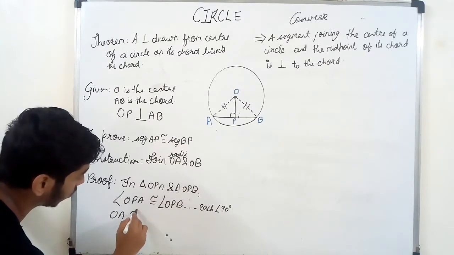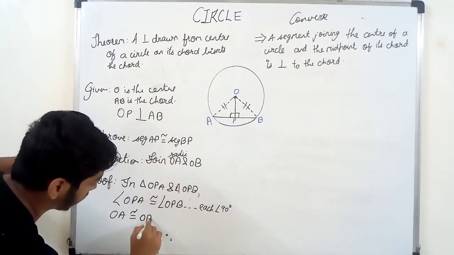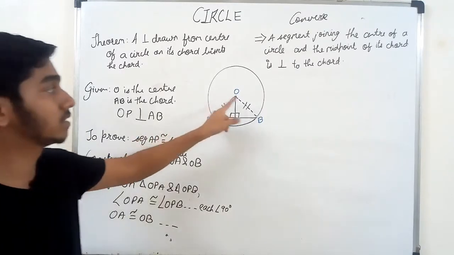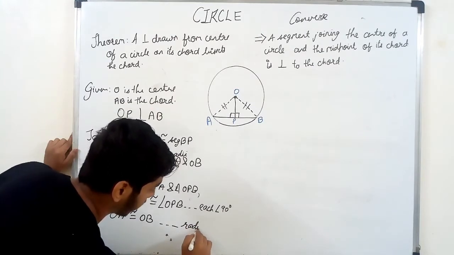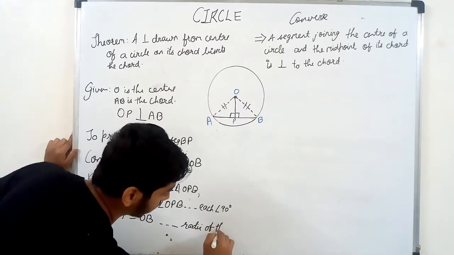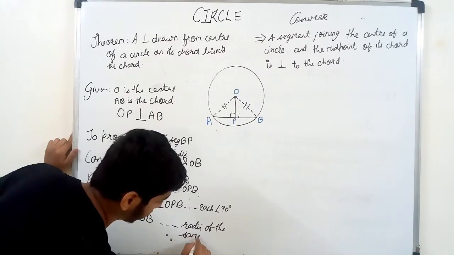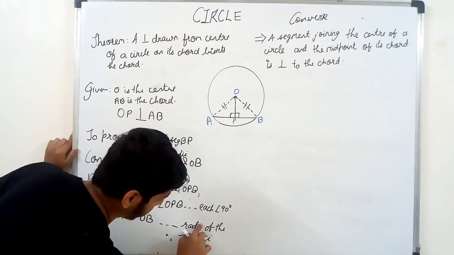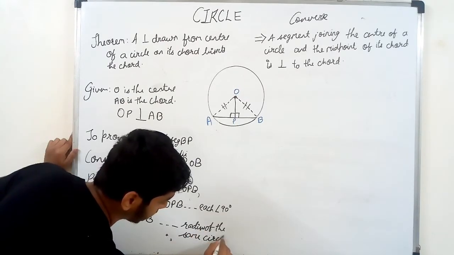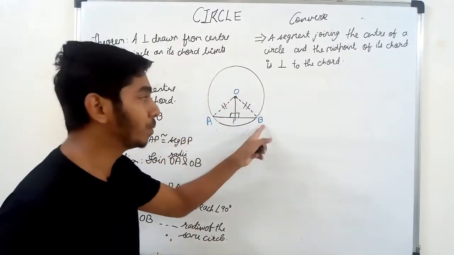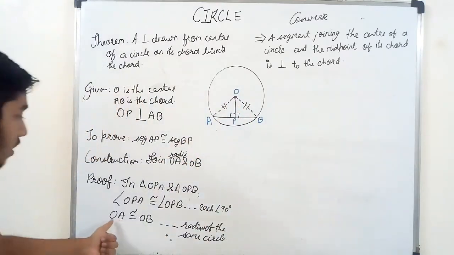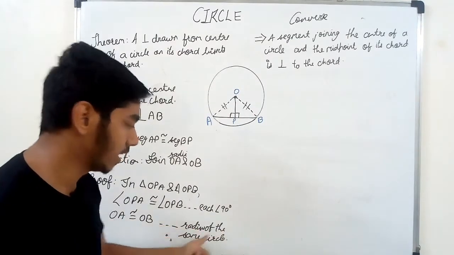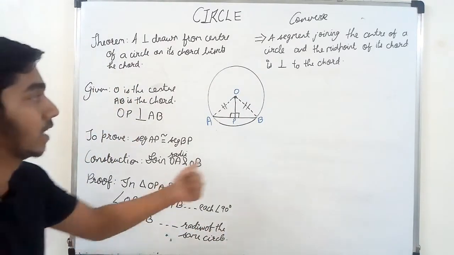OA is congruent to OB. Reason for this? Radii of the same circle. Because OA and OB, they both are radius, and radius of the circle is always the same. So we'll say OA and OB is the radius of the circle. That's why they are congruent.